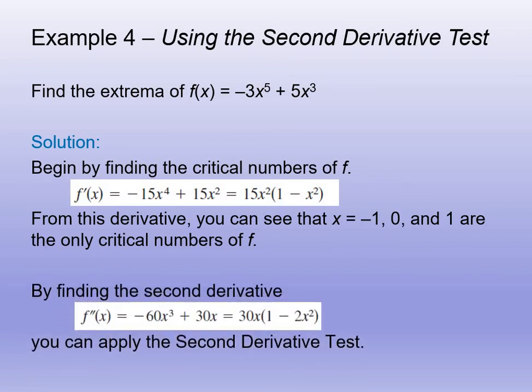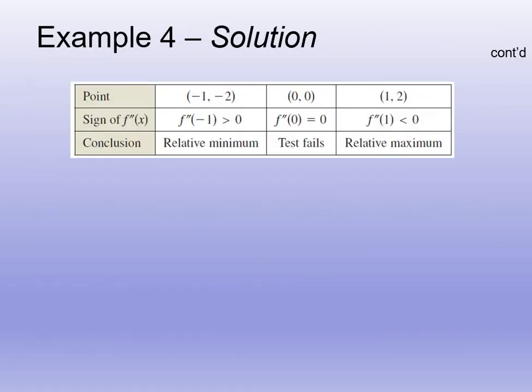Then if we take the second derivative of the function, we get negative 60x cubed plus 30x. When we simplify that and factor out 30x, we get 30x times the quantity 1 minus 2x squared. We set each one of those equal to 0: 30x equal to 0 and 1 minus 2x squared equal to 0. When we do that, it helps us create the points that we're looking for.